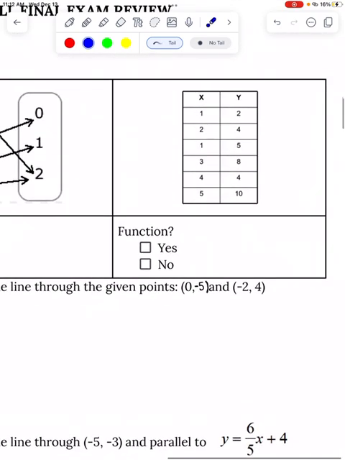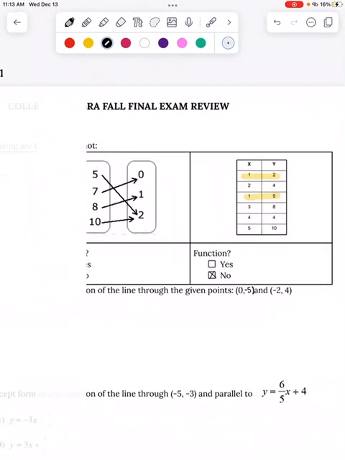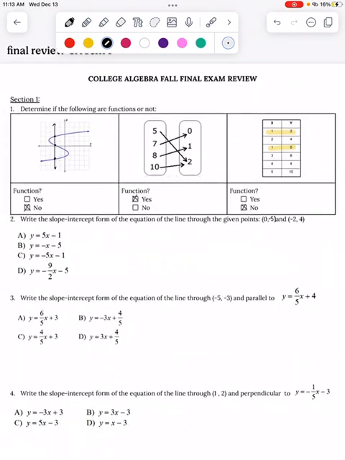All right, our next one, a table. We want to make sure we don't have the same x value twice. So if we look here, we have 1, 2, and 1, 5. That is not okay. It is not a function. That takes care of your first set of questions on your final.